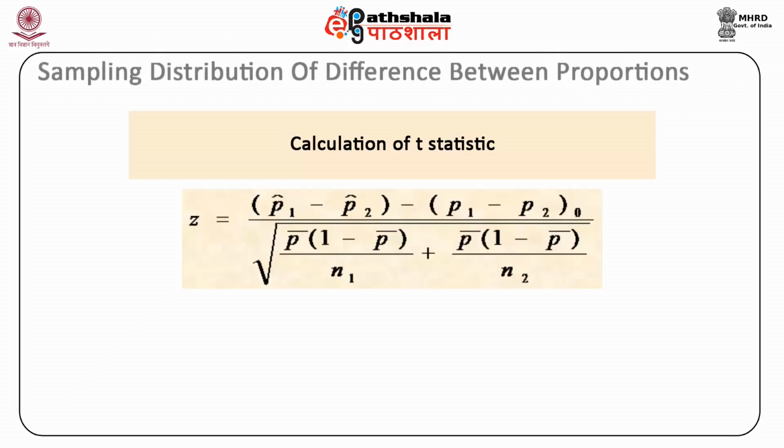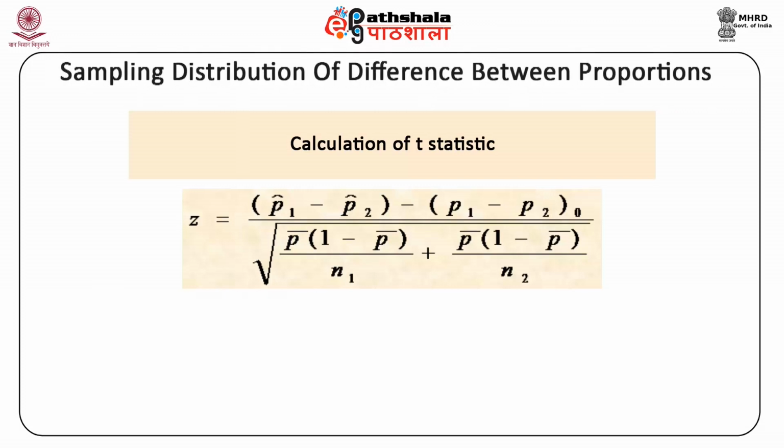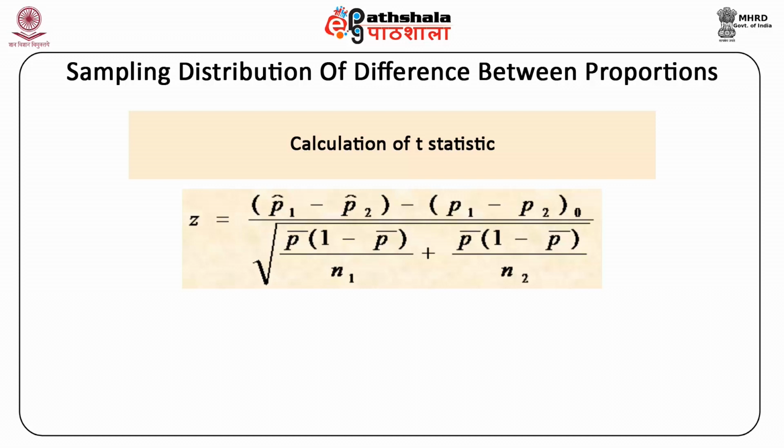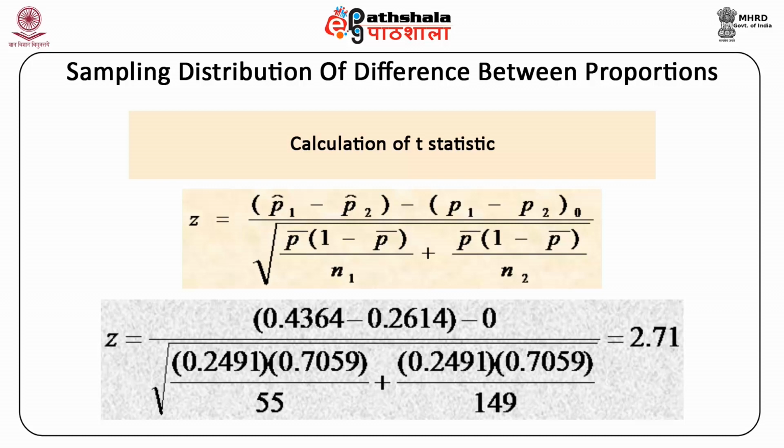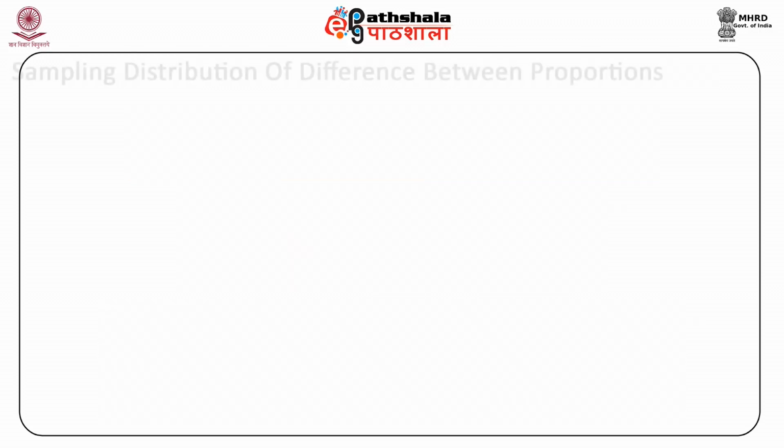Moving on to the calculation of the test statistic. Z, which is equal to P1 hat minus P2 hat minus (P1 minus P2)naught upon the square root of P bar into (1 minus P bar) upon N1 plus P bar into (1 minus P bar) upon N2, which is equal to 0.4364 minus 0.2614 minus 0 upon the square root of 0.2491 into 0.7059 divided by 55 plus 0.2491 into 0.7059 divided by 149, which is equal to 2.71.